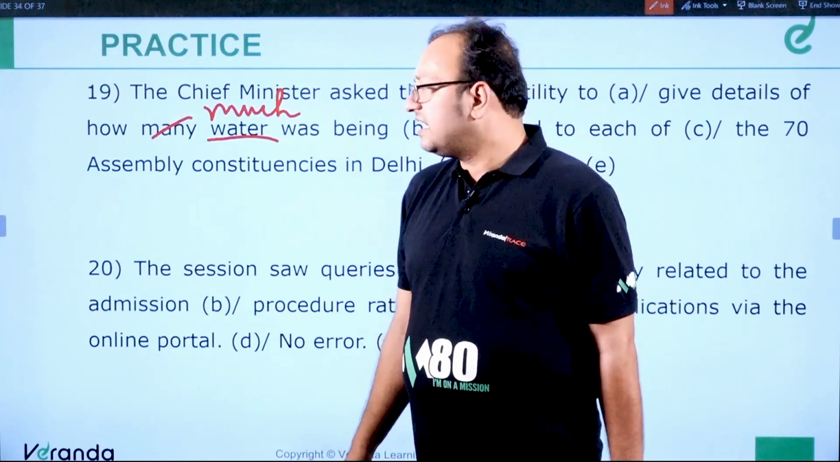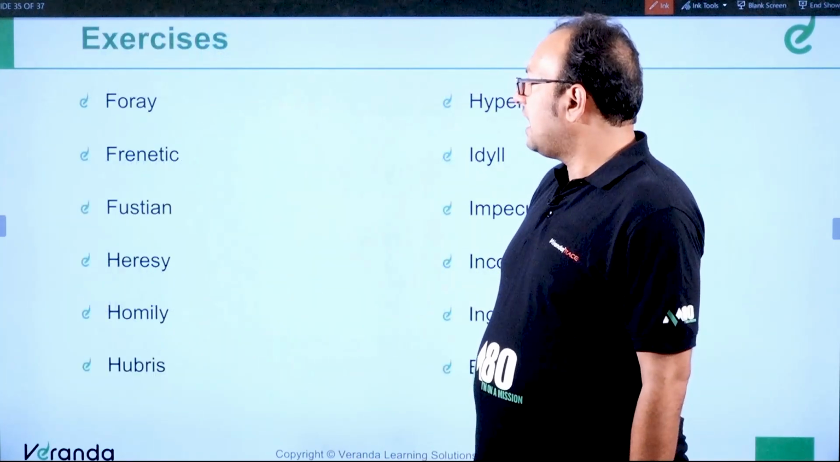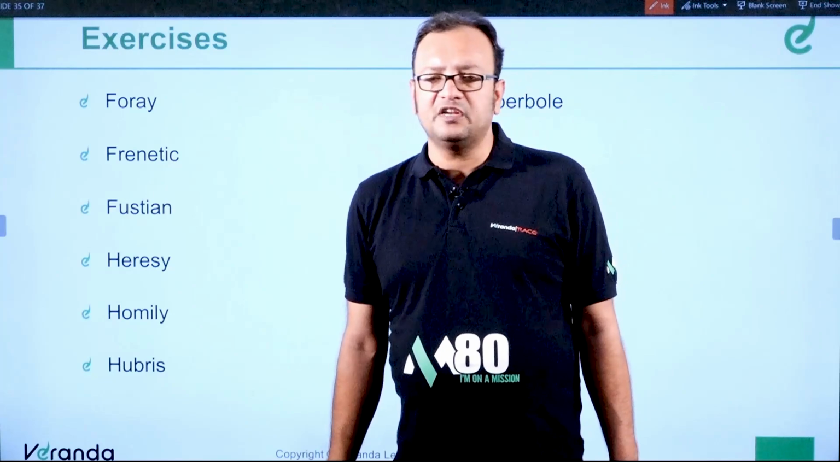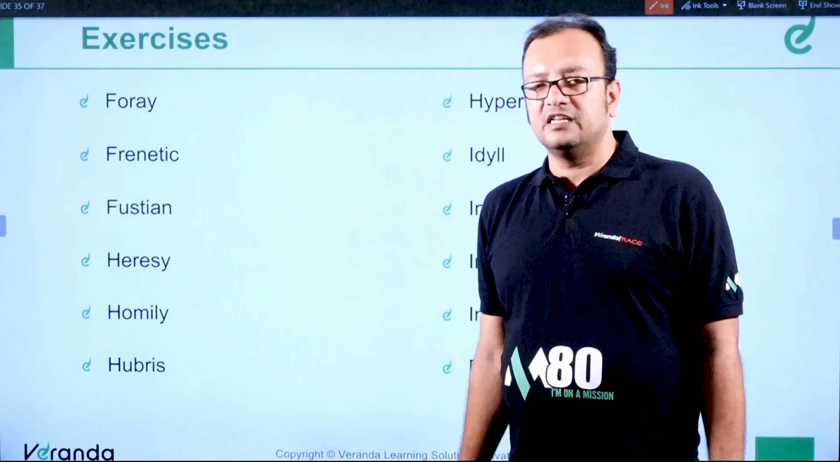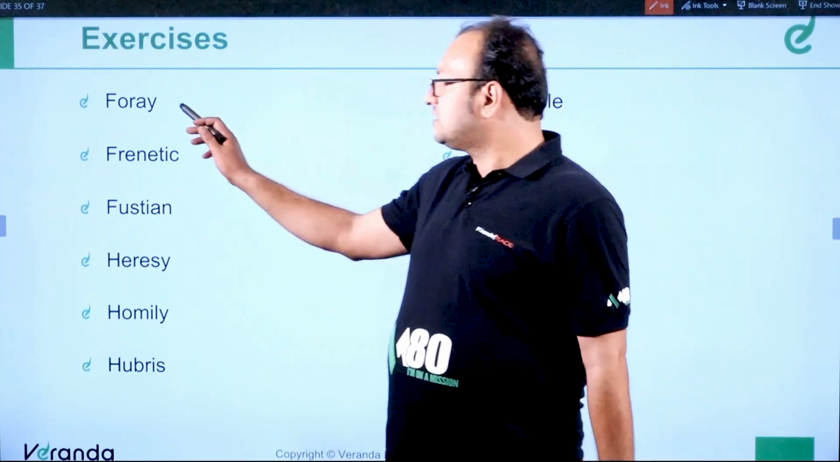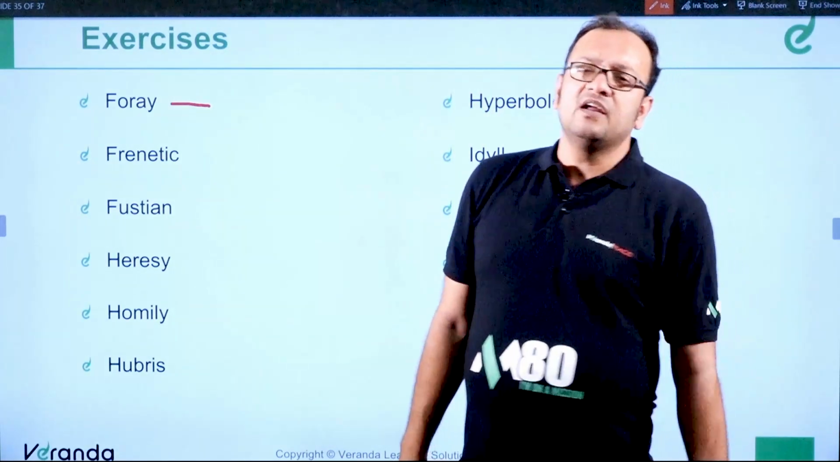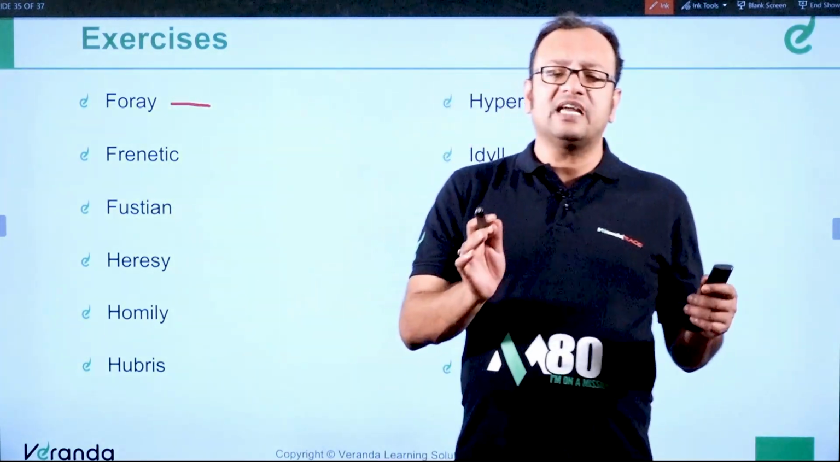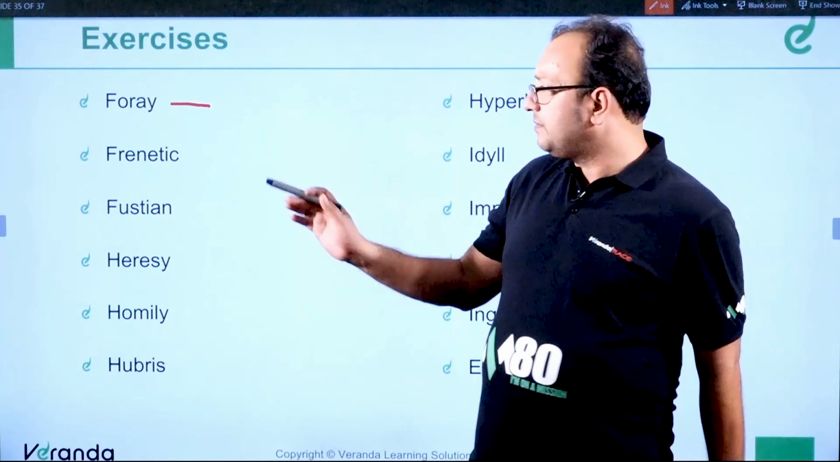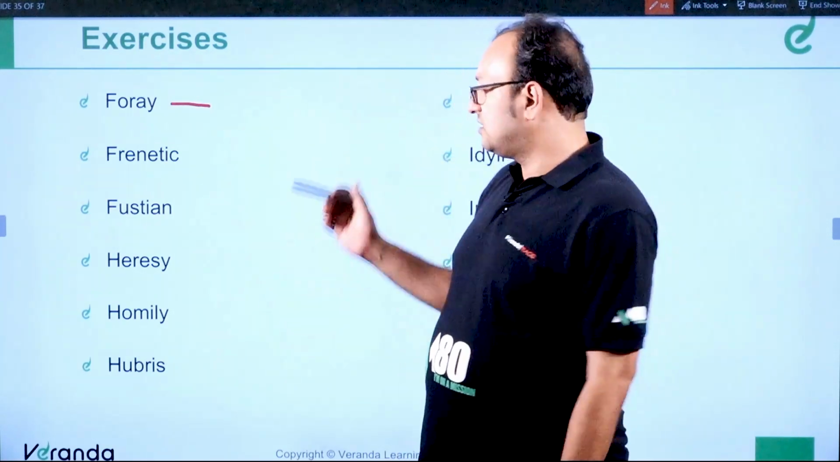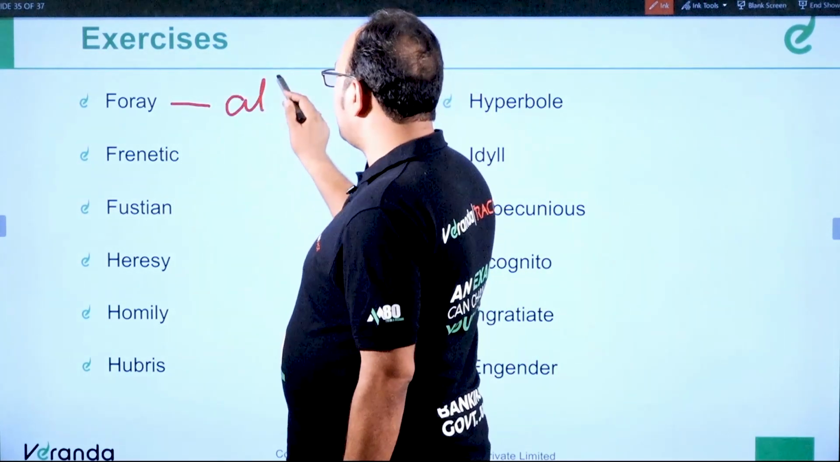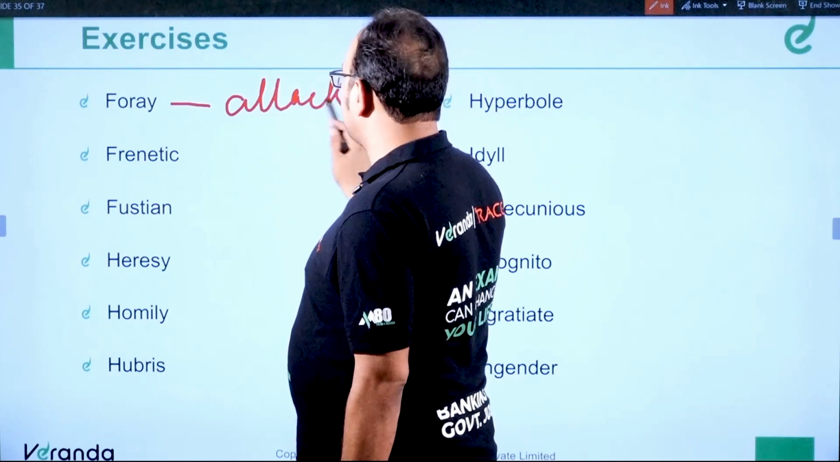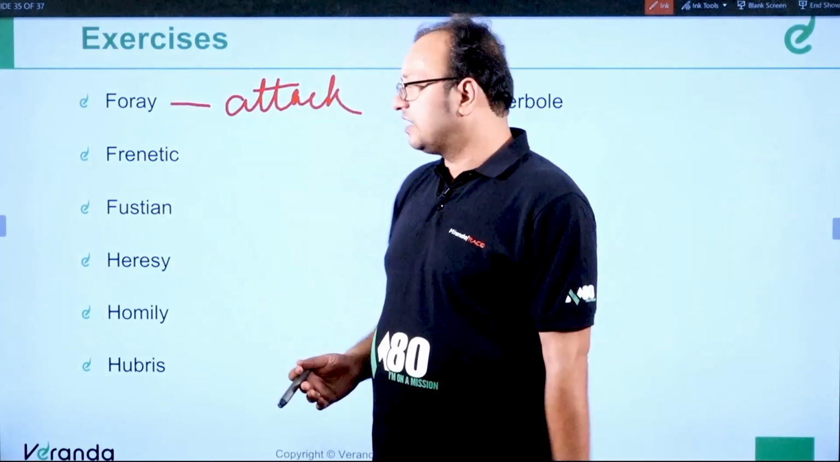So students, let us move ahead and discuss the 12 high frequency words which I promised in the learning objectives. Clear? So first word is foray. What is the meaning of foray? Foray means an attack or assault at a place or someone. I'll write only one meaning: attack. Attack or assault, foray.